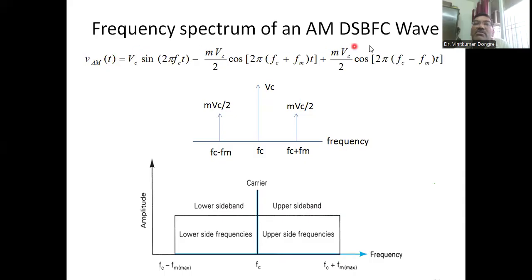Now, the frequency spectrum of the amplitude modulated wave, what is this? DSBFC, double sideband full carrier. So this is the amplitude modulated double sideband full carrier wave. This is your equation. In this, one component is FC minus FM. This is the central frequency and this is the upper sideband. So this is the lower sideband spectrum and this is the upper sideband spectrum. The lower and upper sideband spectrums are shown here.